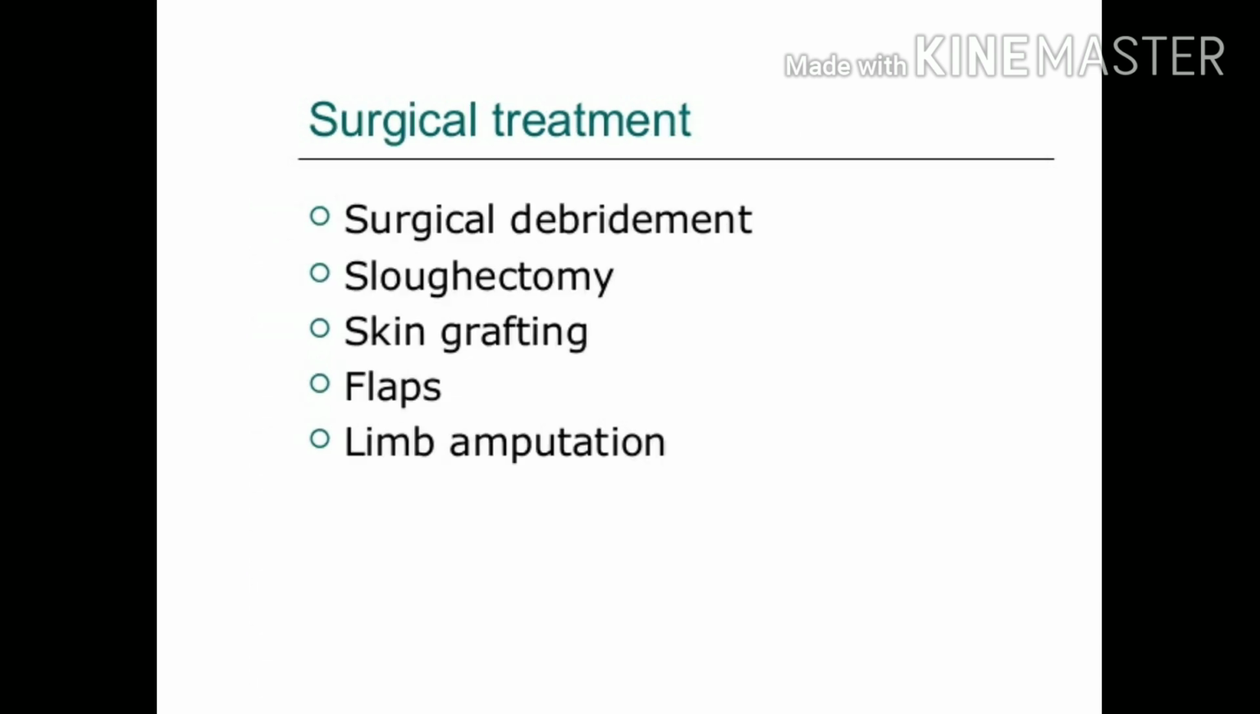Now, surgical treatment will include debridement, which means desloughing, or you can say cleaning the dead tissue. Sloughectomy is the removal of the slough. Then once the wound becomes healthy, skin grafting or flaps can be done. If it is non-salvageable, then amputation should also be thought of.